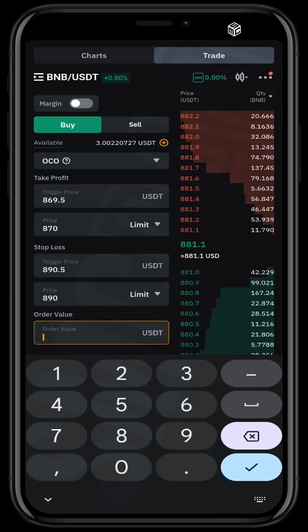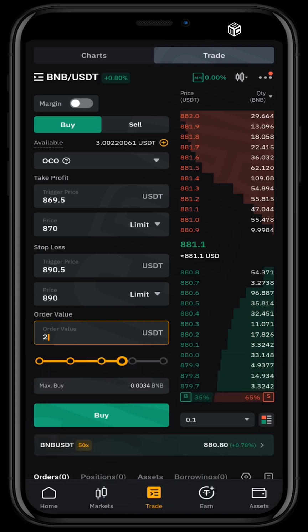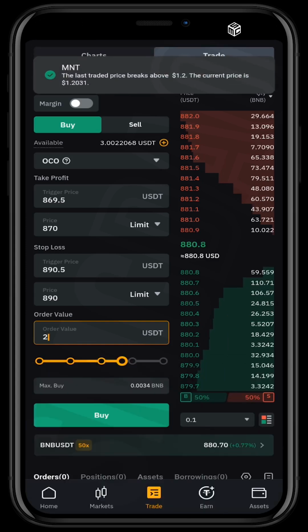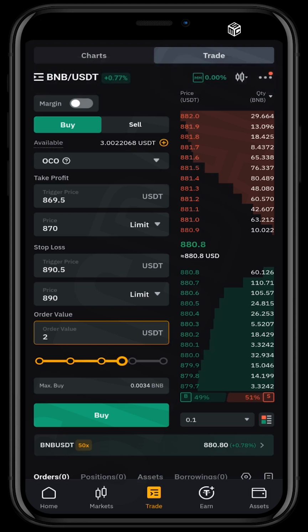Next, you will input the amount of BNB you'll be buying in USDT at any of these levels. So say I'll be buying $2 worth of BNB. And that's it. We have completely set up our OCO order. So next, just hit the buy button.